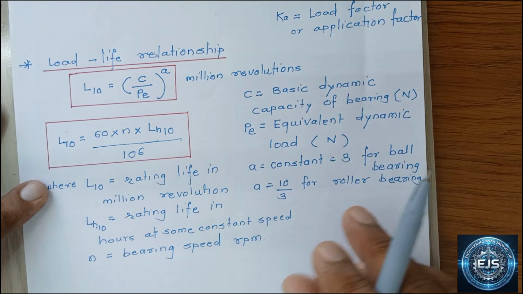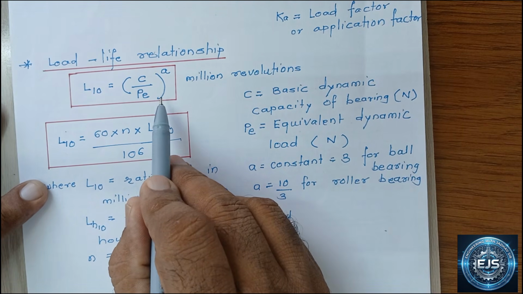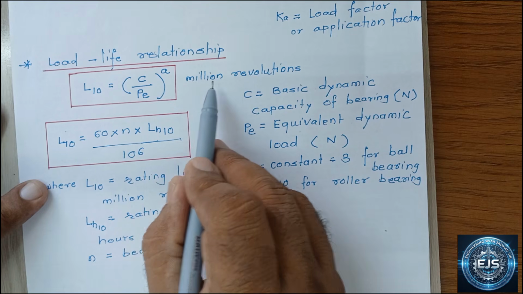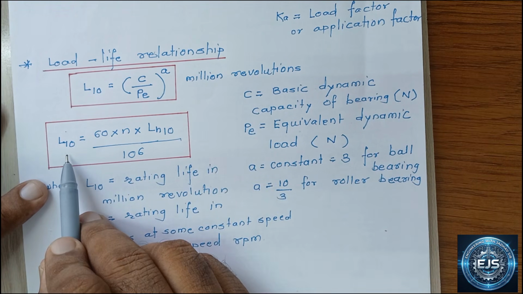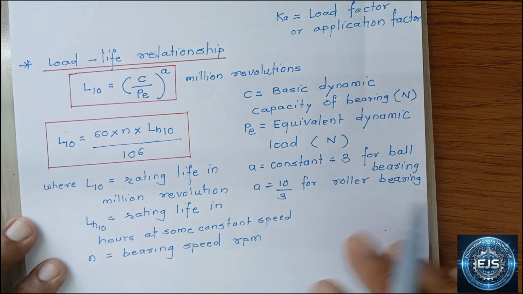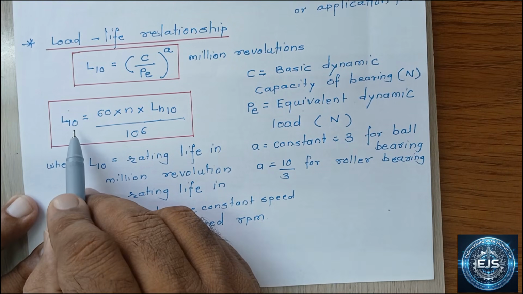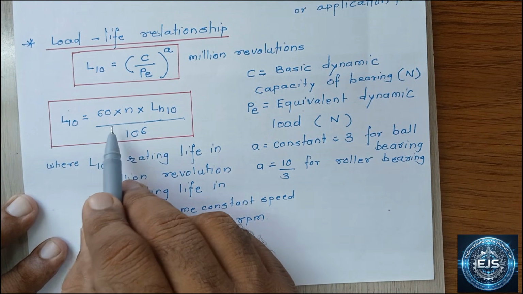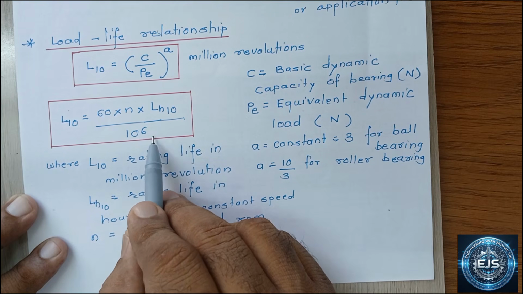So this is the relationship between load and bearing life. Now bearing life is expressed in millions of revolutions. L10 life is in millions of revolutions, and there is a relation between life of the bearing in millions of revolutions and life of the bearing in hours of service. So L10, that is the life of the bearing in millions of revolutions, is equal to 60 into N into LH10 upon 10 raised to 6.